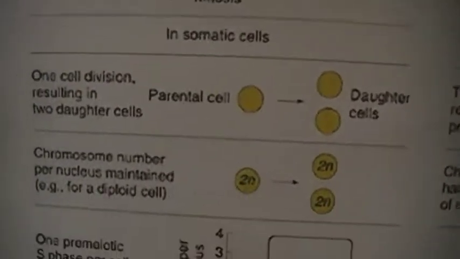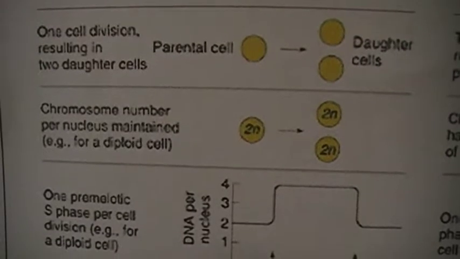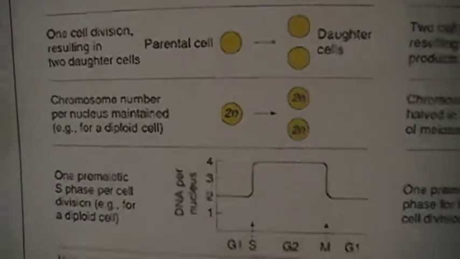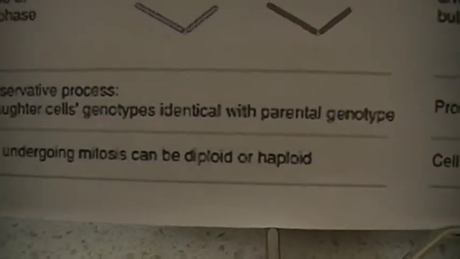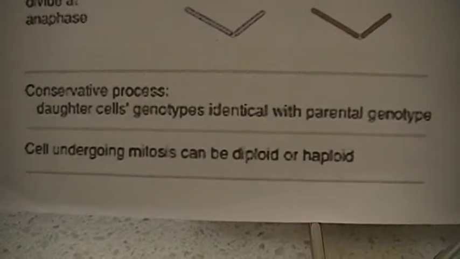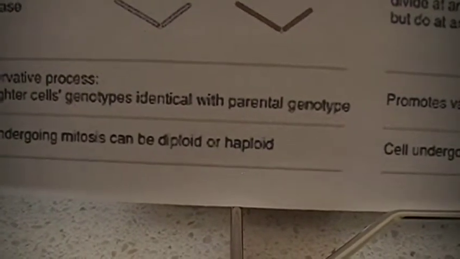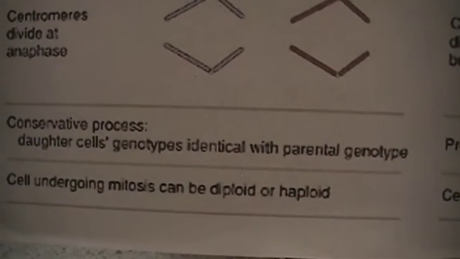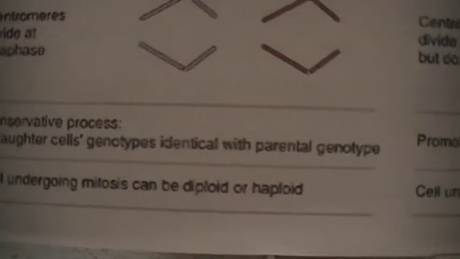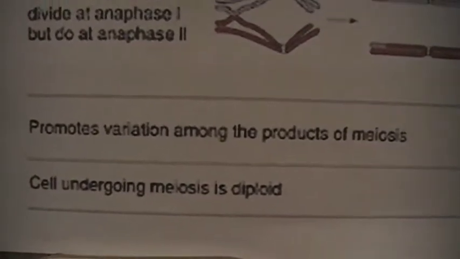In mitosis, the chromosome number per nucleus is maintained. So the cell undergoing mitosis can be diploid or haploid. The daughter cell ends up being genetically identical with the parental genotype, whereas in meiosis, there's variation.